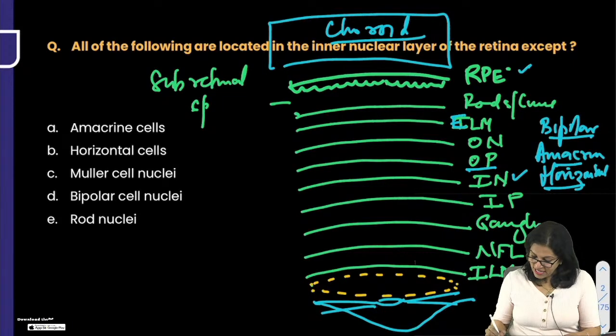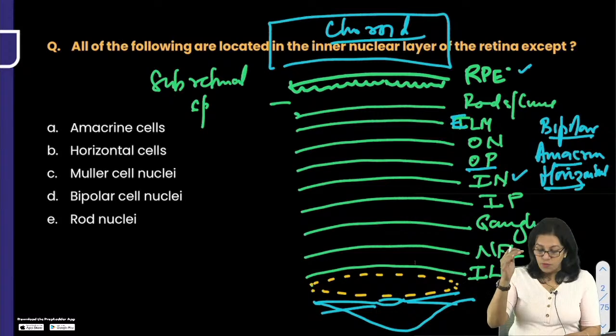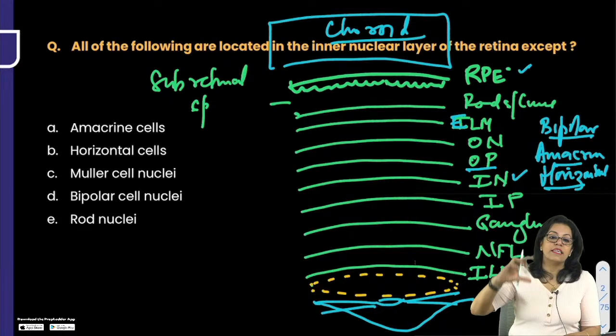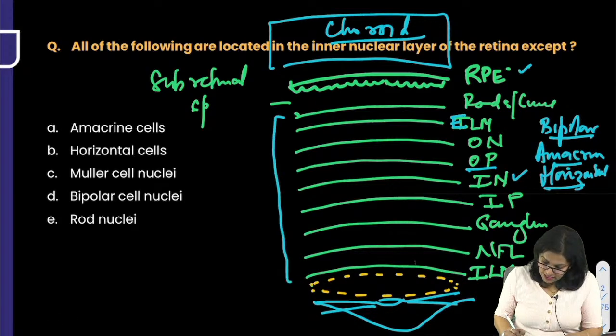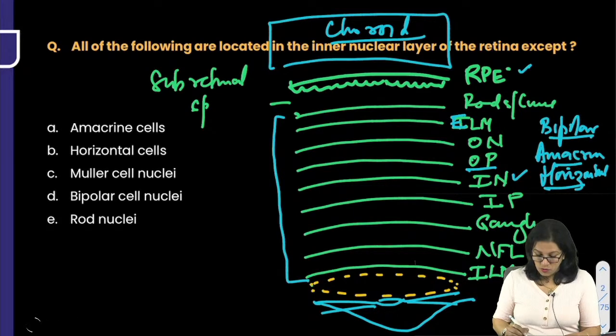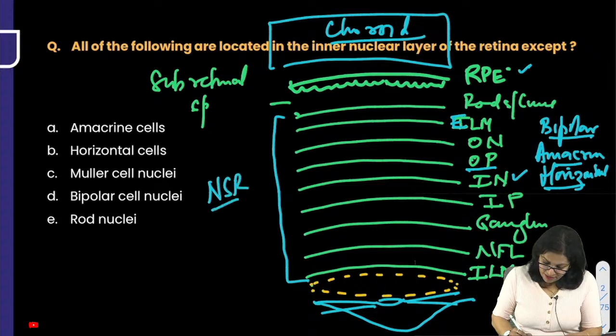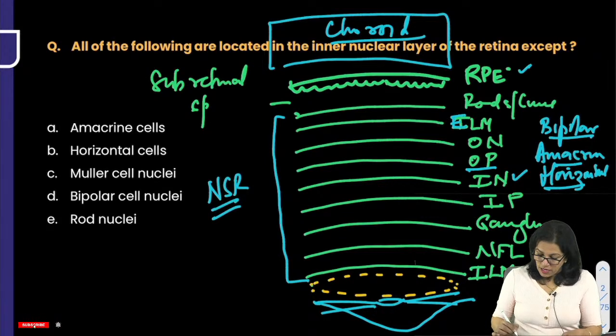Now the second important thing is, what about the Muller cell? The Muller cell is actually spanning the whole of the neurosensory retina. What is the neurosensory retina? The layers beside the retinal pigment epithelium till the internal limiting membrane. So spanning that, it is a supporting cell. This is what is your Muller cell.